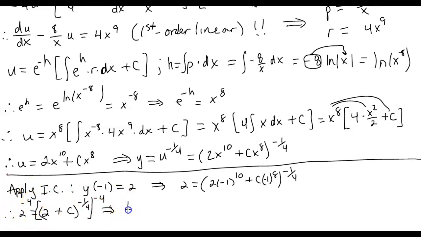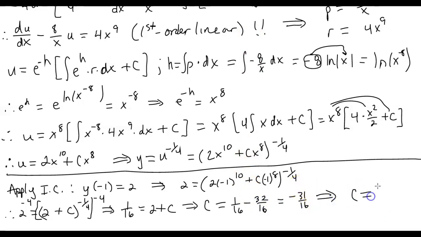Then 2 raised to the -4 is the same as 1/16. And over here, these two multiply together to be 1. So I just have 2 plus c. And then, of course, c would just end up being 1/16 minus 2. And of course, 2, we could rewrite that as 32/16. And that ends up being a minus 31/16. So c is minus 31/16.